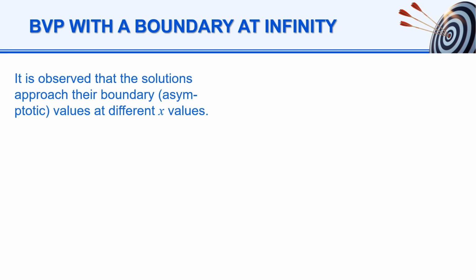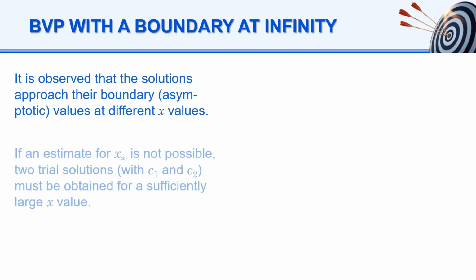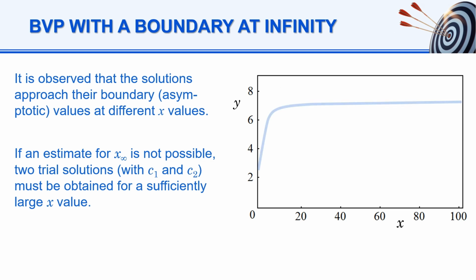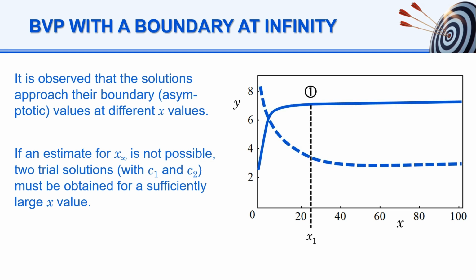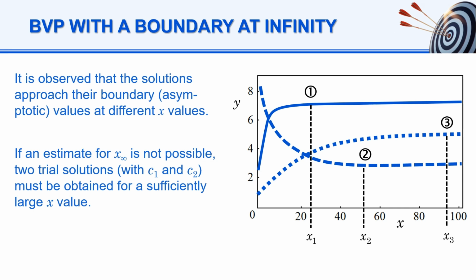It is observed that the solutions approach their boundary, asymptotic values at different x values. If an estimate for x infinity is not possible, two trial solutions, with C1 and C2, must be obtained for a sufficiently large x value so that the solution has effectively reached its asymptotic behavior, but not so large that the solver becomes inaccurate or computationally expensive.